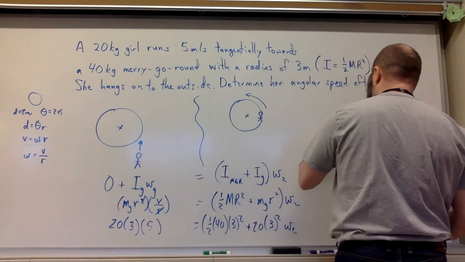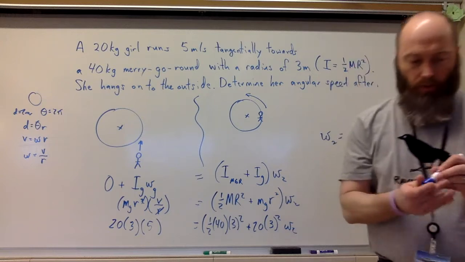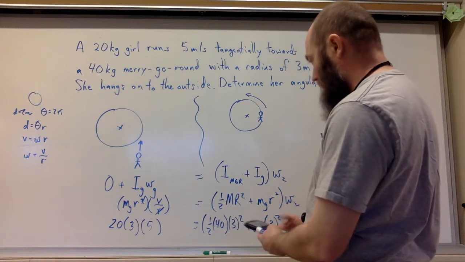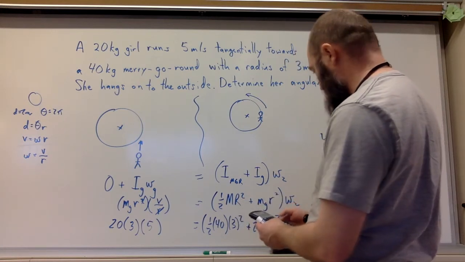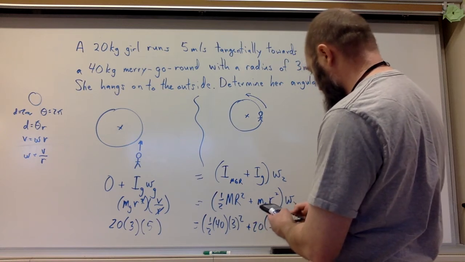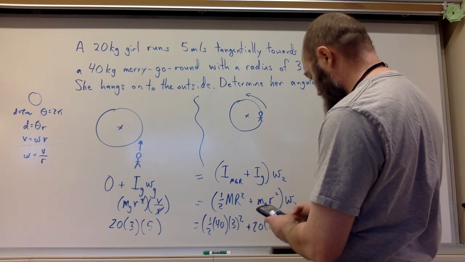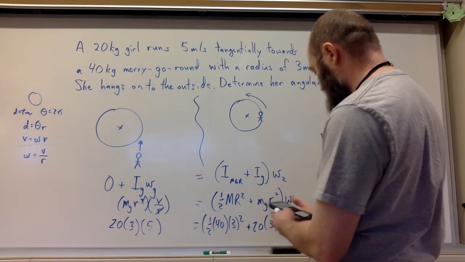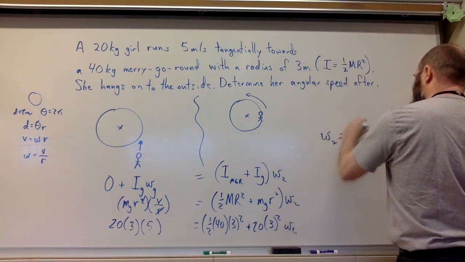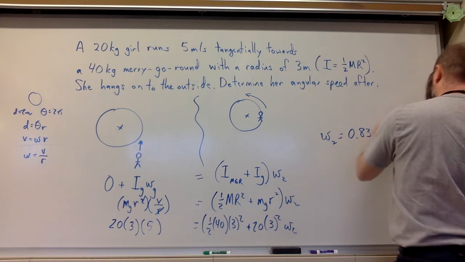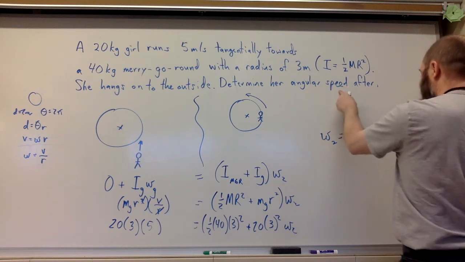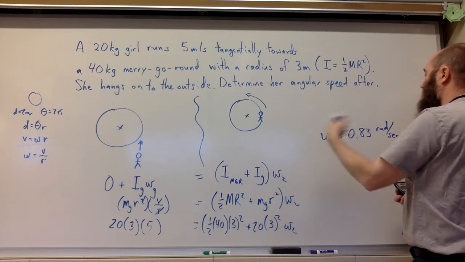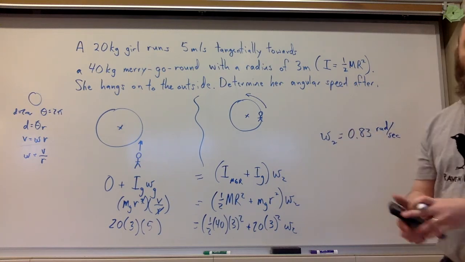And then we have to solve for omega 2. And let's do a little bit of algebra. 20 times 3 times 5, that's 300, and then 40 times 1/2 times 9, plus 20 times 9. So I want to take 300 divided by 360, and I get 0.83 radians per second. And then, because I'm asking for speed, I don't need direction. If it was velocity, it would depend on my picture, and my picture shows it would be going counterclockwise, but hey, it's speed, so there we go.